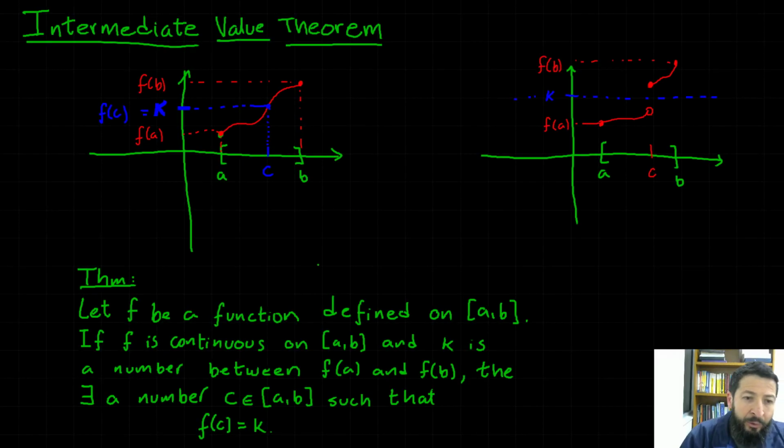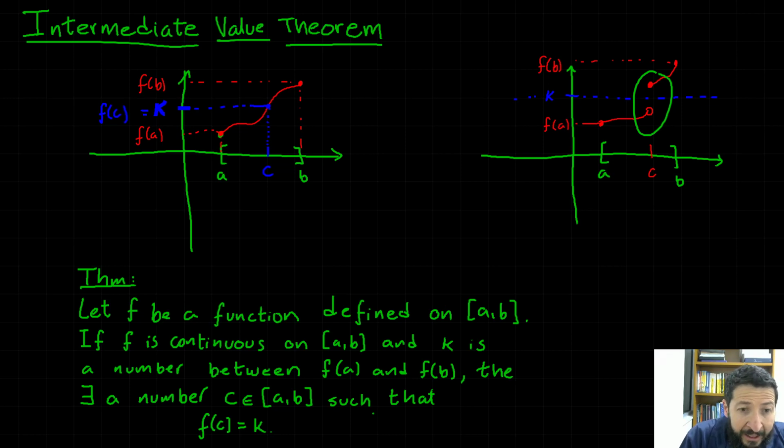Okay, so I went ahead and wrote the theorem. So let's read it. Let f be a function defined on the interval a to b. We don't care about what happens to a function outside. It could very well be defined outside. That's fine. If f is continuous on the interval a to b, so you are ruling this situation out. It has to be continuous.